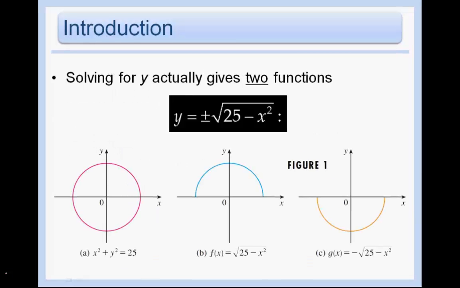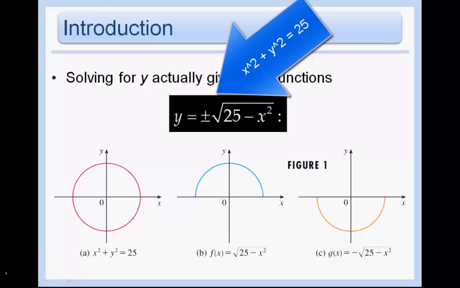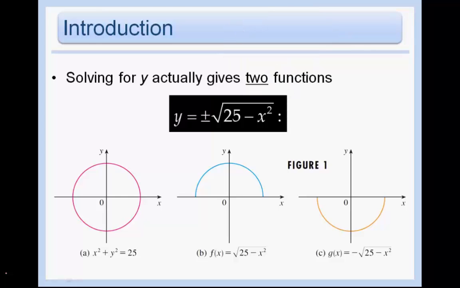So if we look at that first example that we had on the previous slide, x squared plus y squared equals 25, and we go ahead and try and solve explicitly for y, we get two functions, y equals positive root 25 minus x squared and negative root 25 minus x squared. We have the top and the bottom half of our circle.